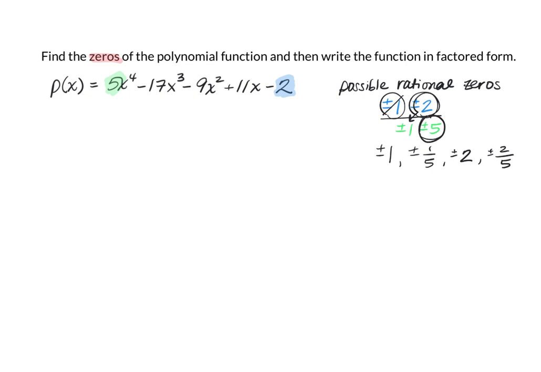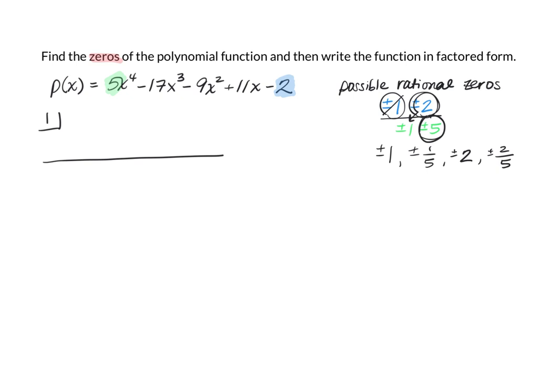So rather than choosing a random value as our starting value to try to see if it's a 0, we're now going to choose a value off of this list. And of course, we always will start with 1, and if it doesn't work, then we'll move on to -1. We'll do the integers before we mess with the fractions. So let's go ahead and do our synthetic division with 1.